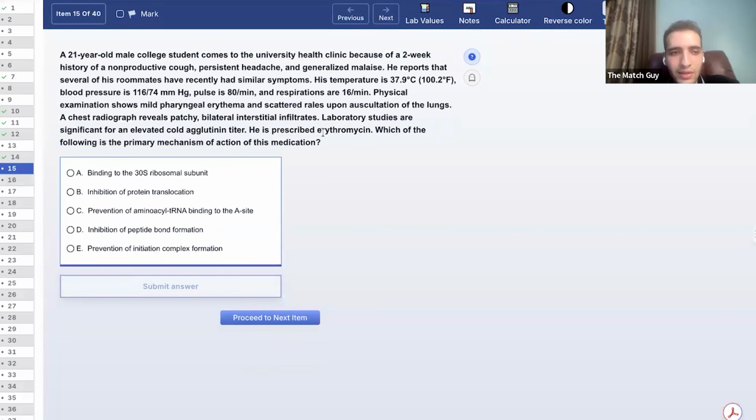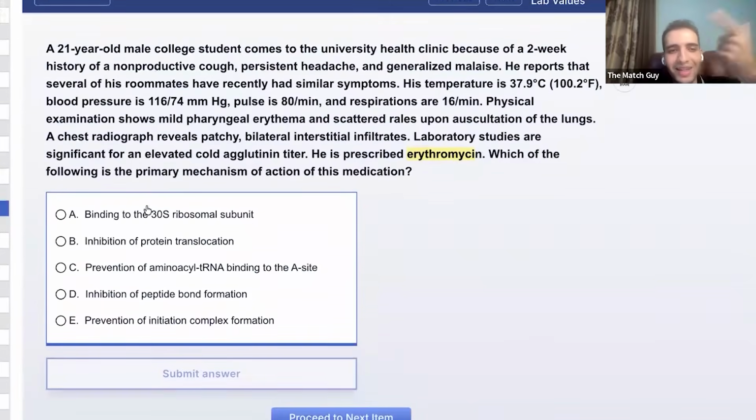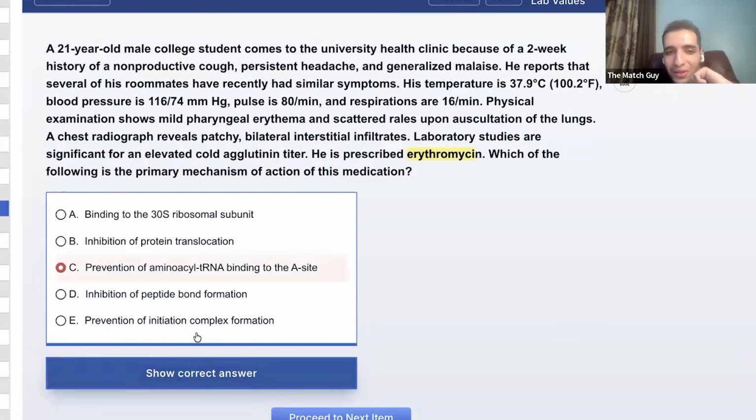Okay, this is erythromycin. Can you see? Because I studied the antibiotics very well in the previous one. Right now, I know erythromycin is a macrolide and it acts on the 50S subunit. Oh, but probably I didn't study it extremely well, because there is no 50S subunit in the answer choices, but there is tRNA. Maybe it's this one. Oh, it's wrong. It's an inhibition of protein translocation.